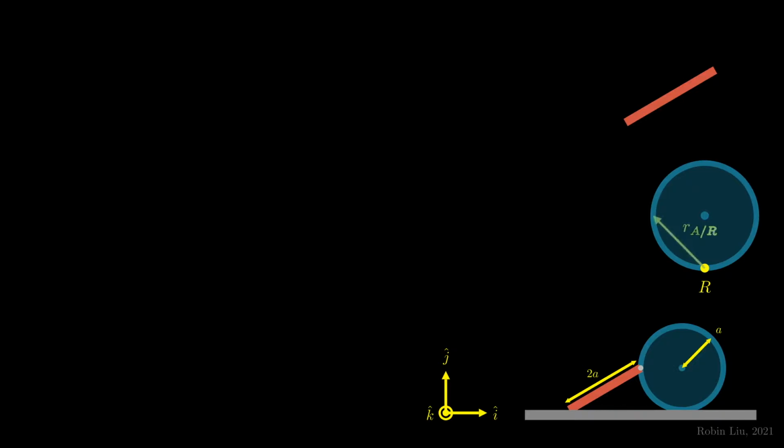We can use our usual equation for relative velocity to find the velocity at point A. As I already mentioned, point R has no velocity because the object is in pure rolling. We're also told that the object rotates at a rate of omega in the positive k direction, so we can proceed to find the velocity of point A.